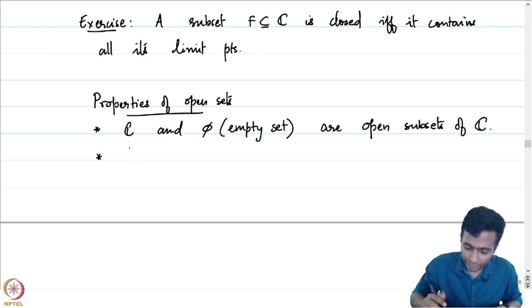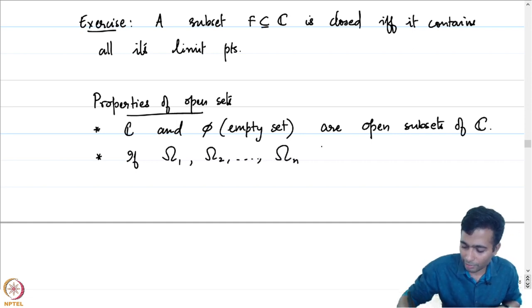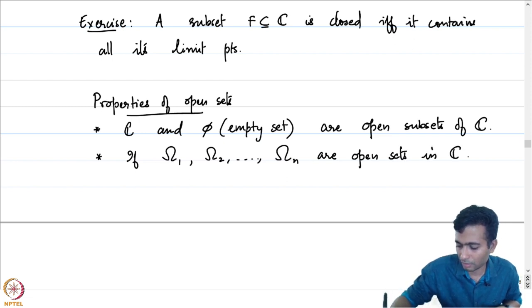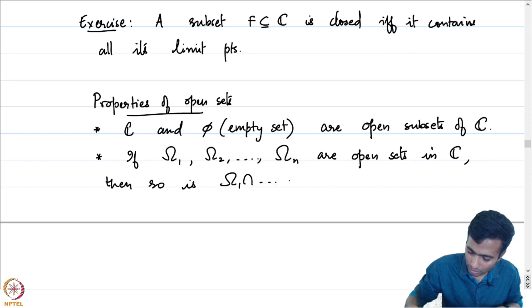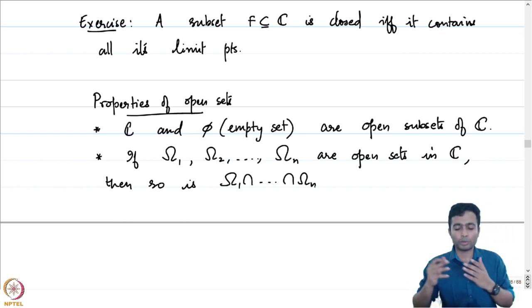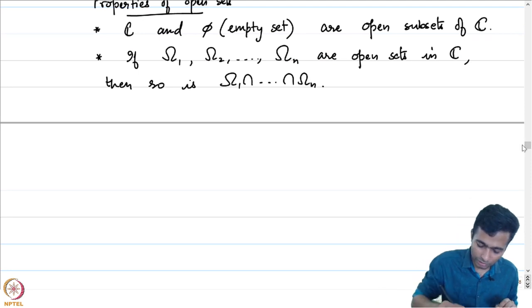The first condition is very easily verified. If omega 1, omega 2, up to omega n, finitely many of them, are open sets in C, then so is the intersection of omega 1 up to omega n. All finite intersections of open sets is again an open set. Again, I will not prove this, it's an easy check, you should sit down and work it out if you have not seen it before.